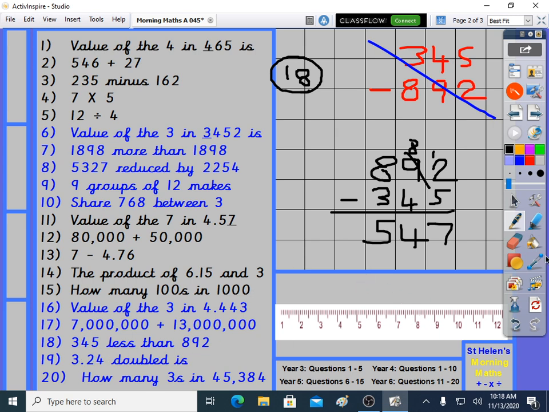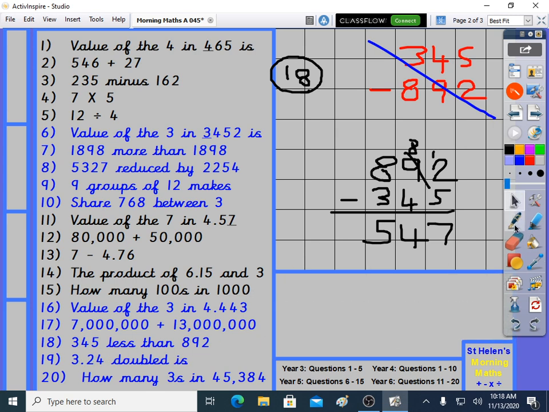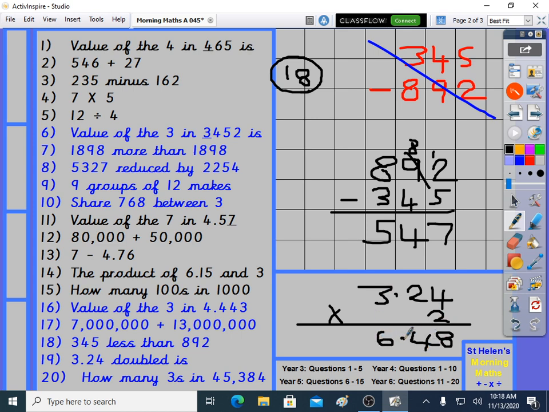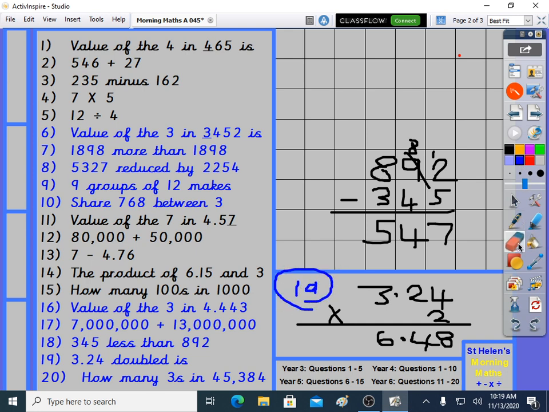3.24 doubled. Well, double is multiplying by 2. Actually, I can see that it will be 6.48. I'll just show you how it goes in the column method anyway. Really quick even on the column method. 6.48 is definitely right. That was easier than it looked actually. And next, I didn't number that question, did I? That was 19, of course, down here. We've just got question 20 to go.